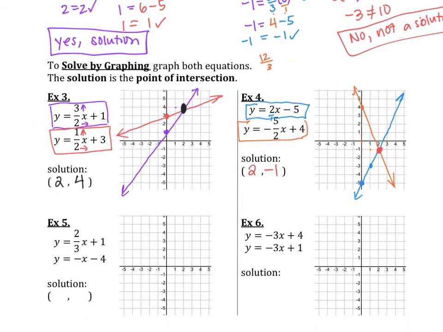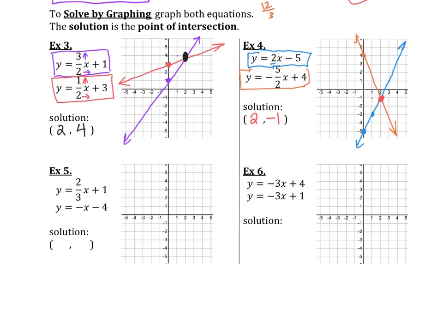Okay, let's try a couple more, mostly to practice graphing. Okay, so for this one, we have y equals 2/3 x plus 1 as my first line. It's in slope-intercept form, so I can start at the y-intercept as 1, up 2 over 3. Okay, and let me try to draw a nice line.